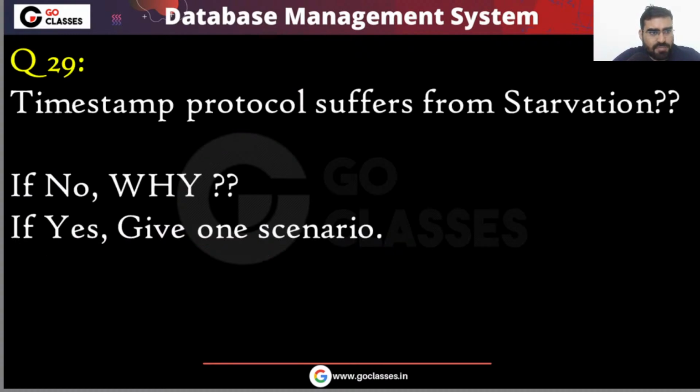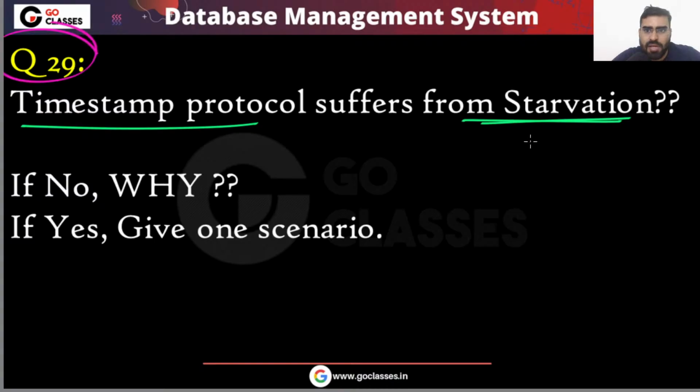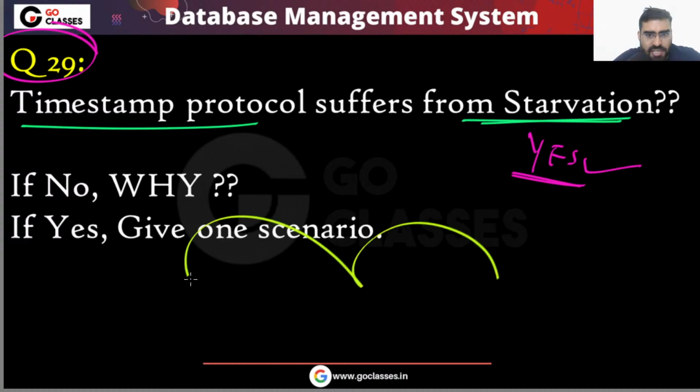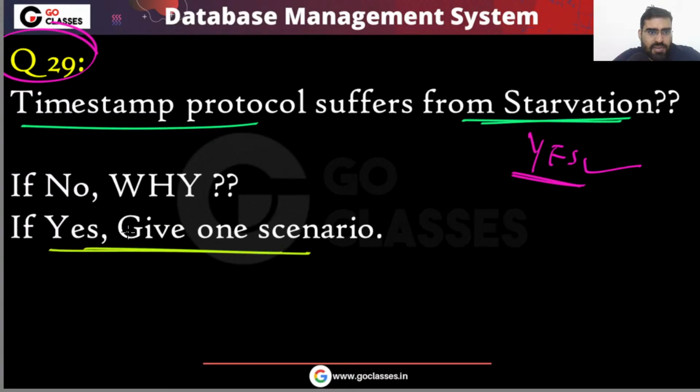What about starvation? Timestamp protocol suffers from starvation. Is it true? Does it suffer from starvation? This is your question number 29. The answer is yes, it suffers from starvation, because maybe you can again roll back. You come back, you restart, and again you can roll back. So starvation is possible, and the answer will be yes.